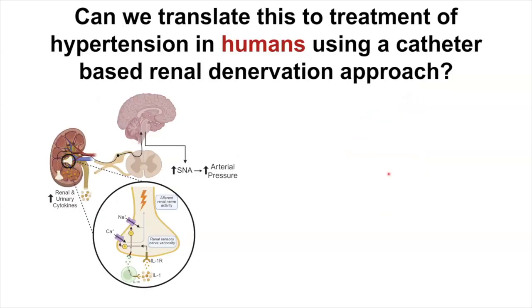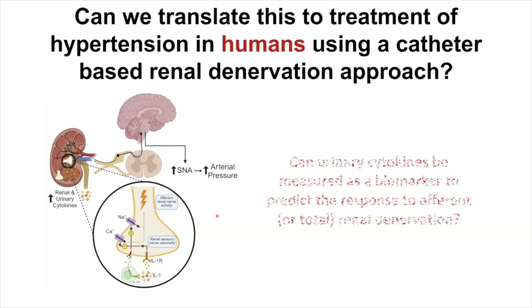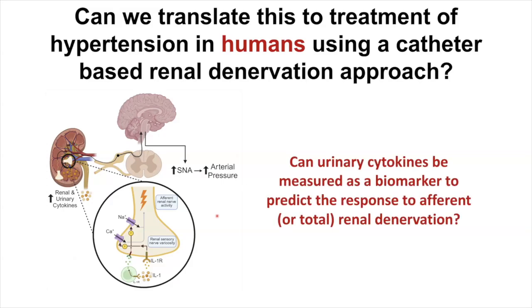So we're really interested in translating this to humans. Could this be something that could be done in humans, taking what we've done in the rat and in the mouse? And the idea, could we use these urinary cytokines as a measure, a biomarker for the response to afferent denervation or even total denervation, either one. But we're really thinking about the afferent right now.